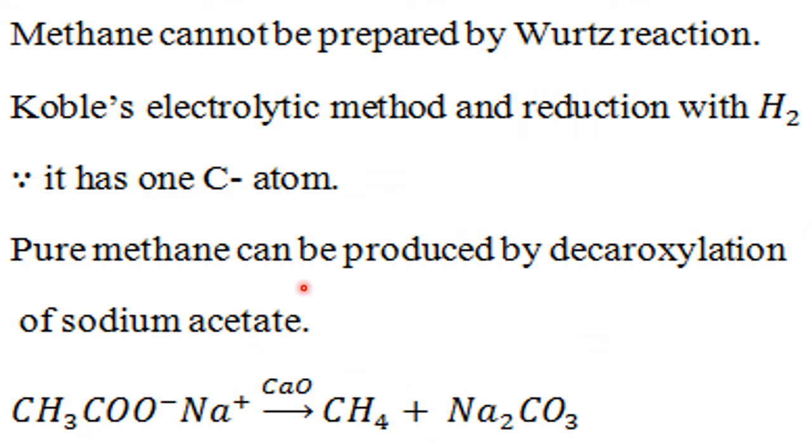Methane cannot be prepared by Wood's reaction or Kolbe's reaction or reduction with hydrogen because it has only one carbon atom. In the previous example, we prepared ethane, CH3-CH3, because two free radicals of alkyl combined and formed the alkane. But for methane, a minimum of two free radicals is required. So it's very difficult to prepare. That's why by this method we cannot prepare methane, right? Okay.